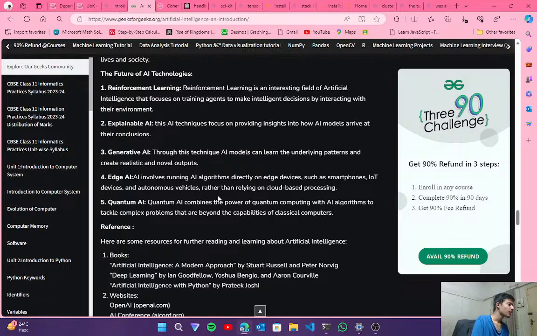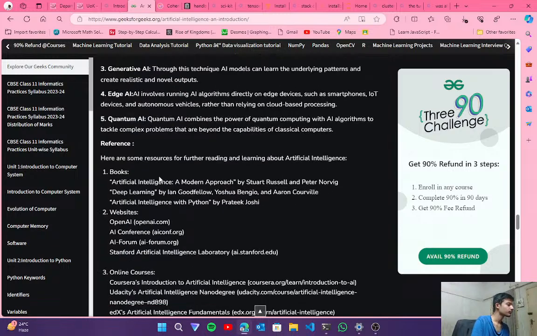What am I saying? Quantum AI. Quantum AI combines the power of quantum computing with AI algorithms, taking on complex problems that are beyond the capabilities of classical computers.